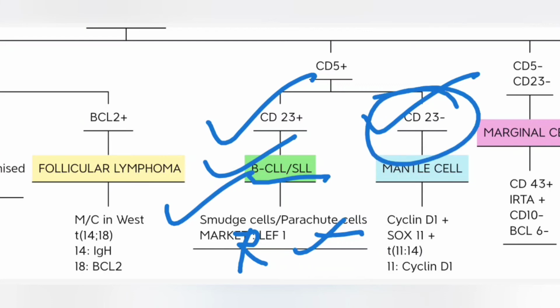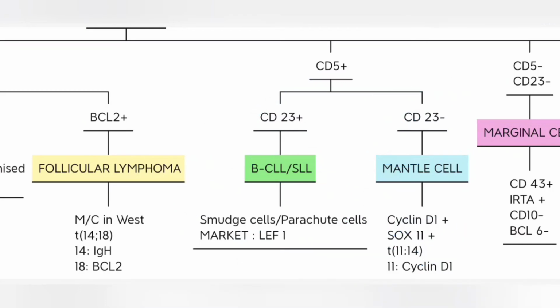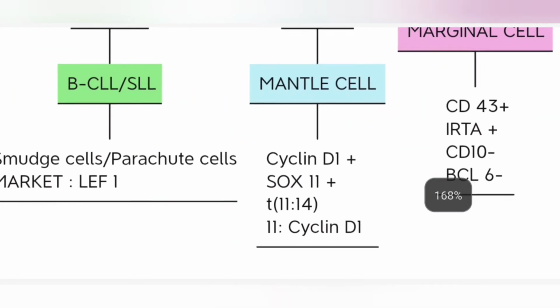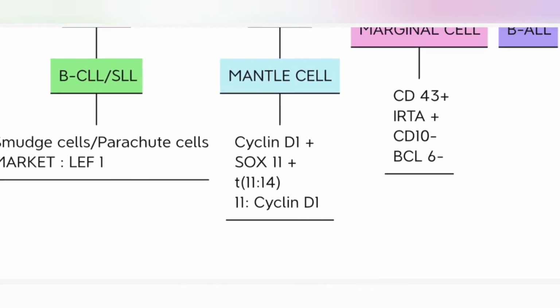Now CD23 negative will be mantle cell lymphoma and it will be cyclin D1 positive. If cyclin D1 is not positive, then it can be SOX11 positive. And you can remember this by a mnemonic: in summer a mantle person will wear socks and drive a bicycle. Then it has the translocation 11;14, and 11 codes for cyclin D1.